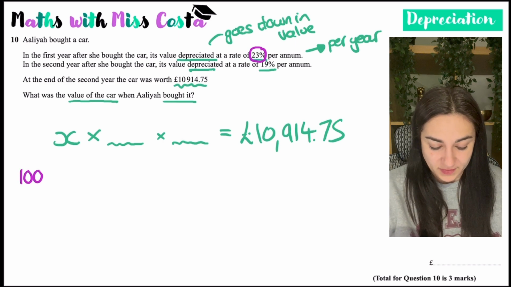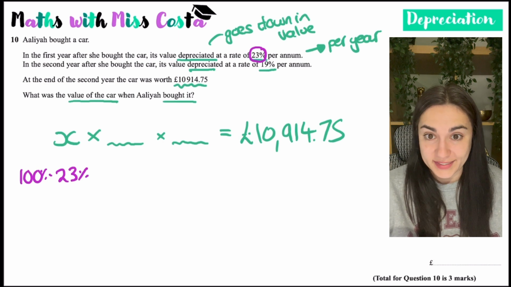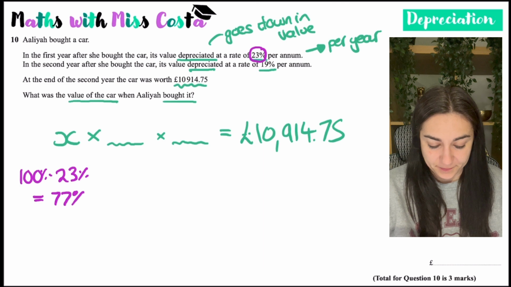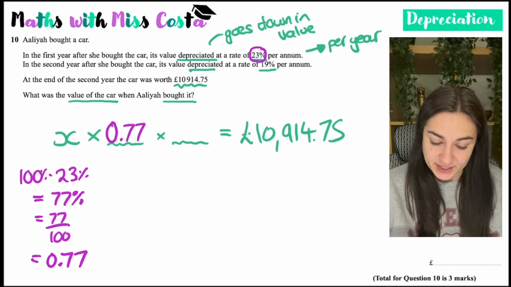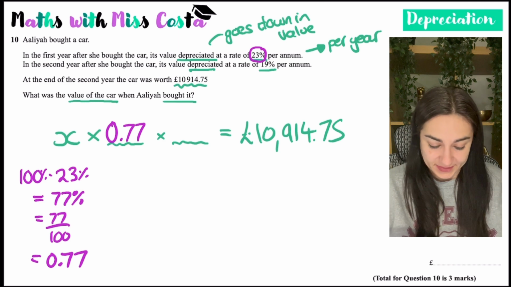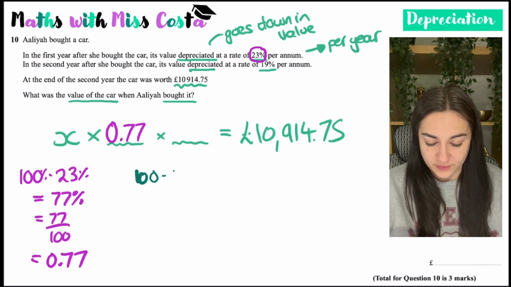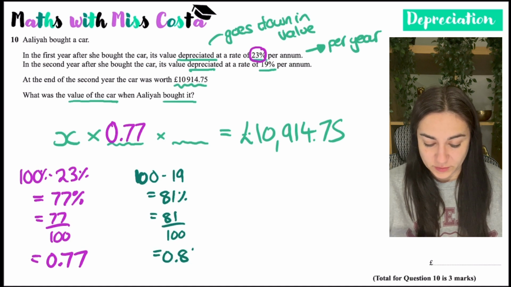Now I'm told that in the first year it depreciated at a rate of 23% per annum. So what does that mean when I'm thinking about my multipliers? Well, if I started with 100% and it fell by 23%, that means that I'm actually left with 77%. What does percentage mean? It means over 100. So as a multiplier, that would be 0.77. So that's for the first year. For the second year, it depreciated at a rate of 19%. So again, I do 100 take away 19, which is 81. And 81% means 81 over 100, which would give me a multiplier of 0.81.